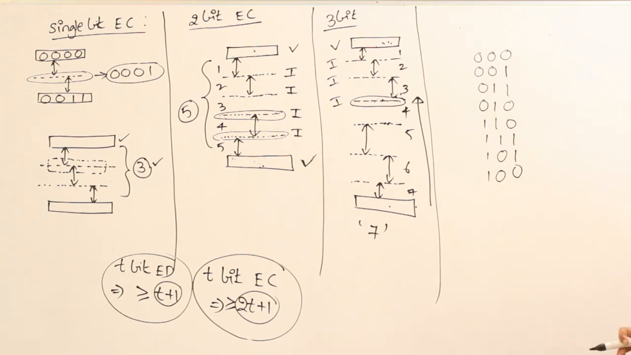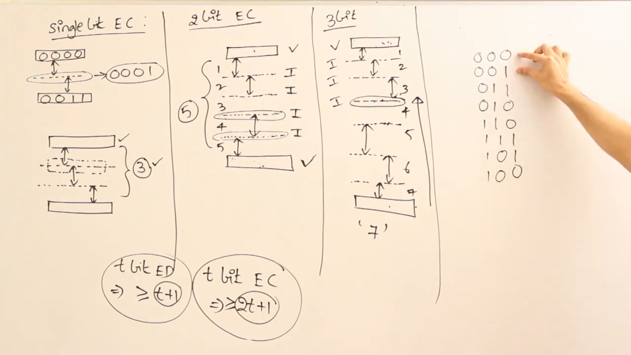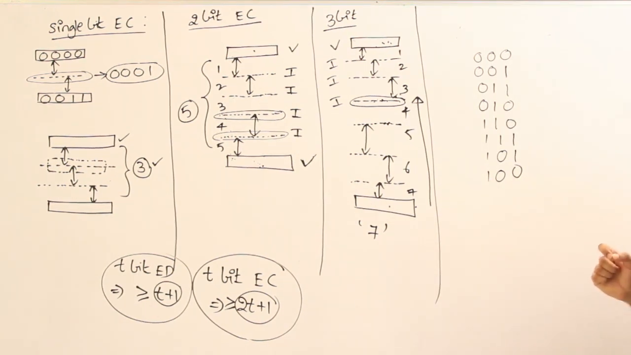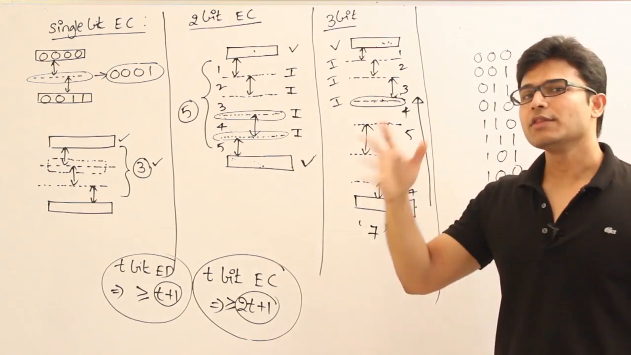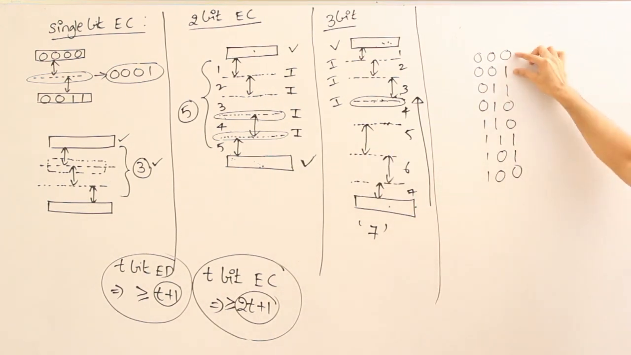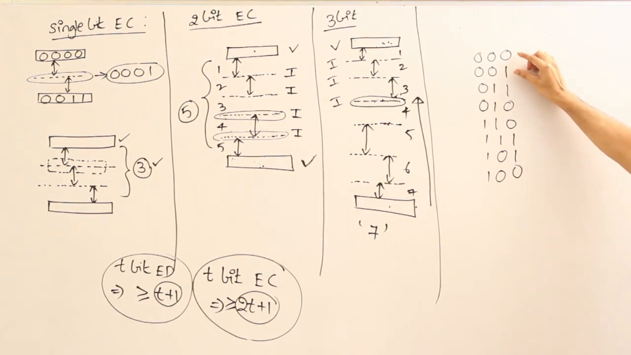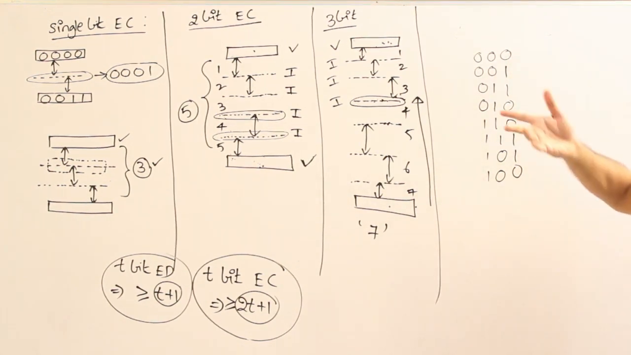These are the valid codes. Now the problem with this is that the minimum distance between any two codes is 1. That is also called the Hamming distance. The Hamming distance of this code is 1. Hamming distance is nothing but the minimum distance among any two patterns. You take any two patterns, for every combination of two codes, and you find the distance. That minimum distance is the Hamming distance. So here the Hamming distance is 1.